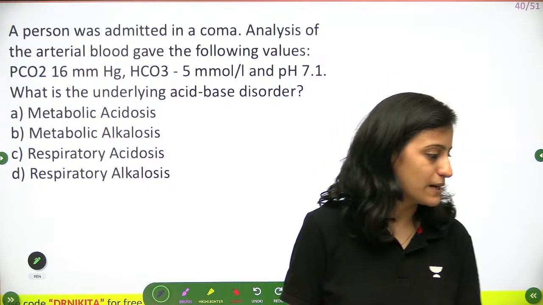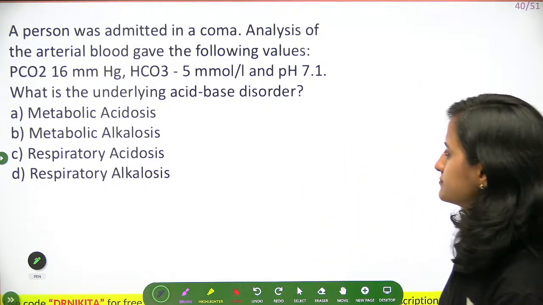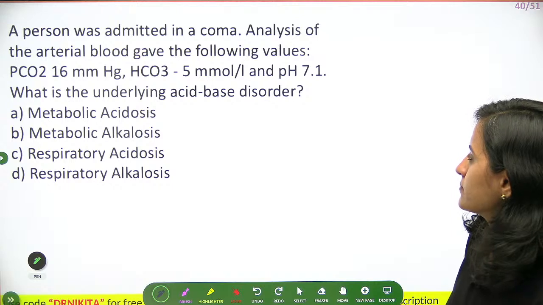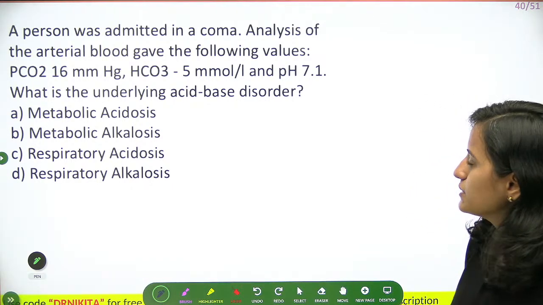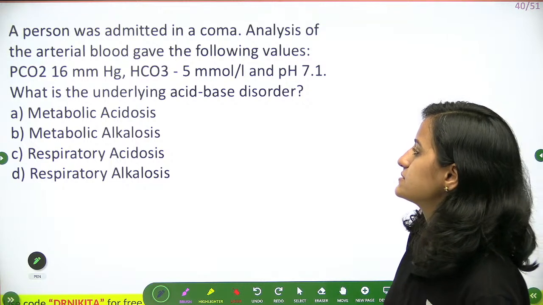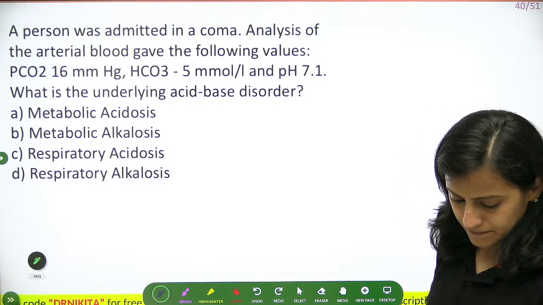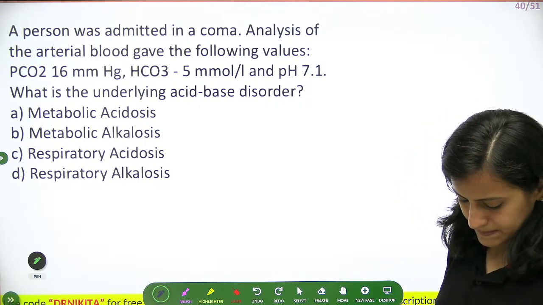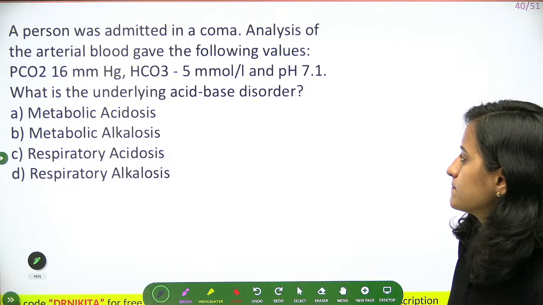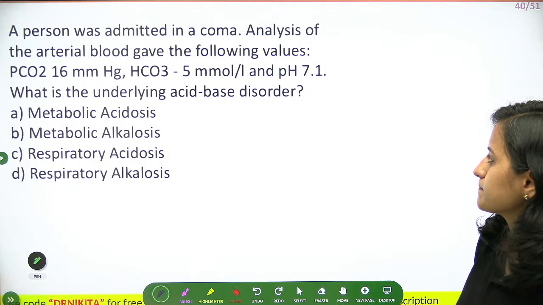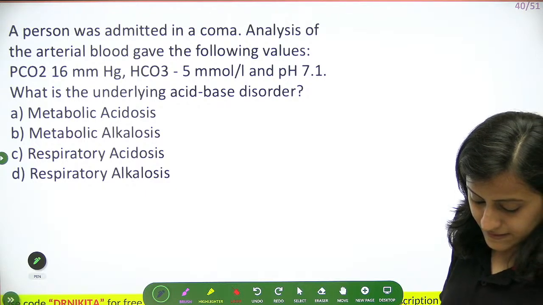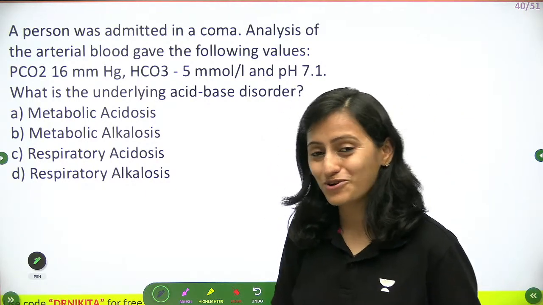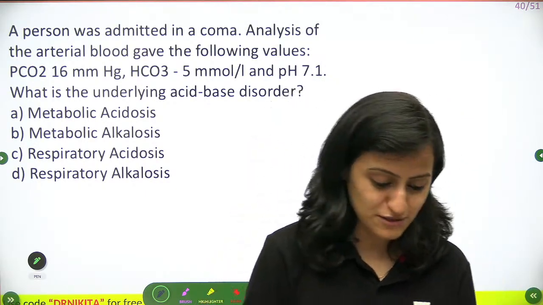Okay, let's solve this one. A person was admitted in a coma. Analysis shows the following values. What is the underlying acid-base disorder? That's what I said, Arjun. Don't go by that temptation. Always better to check the values.